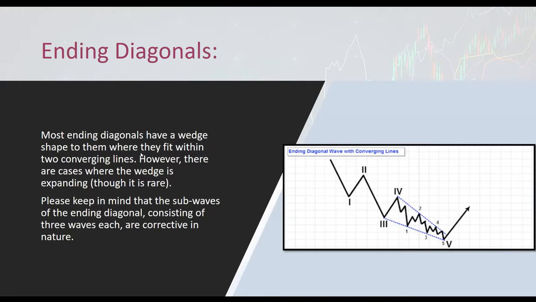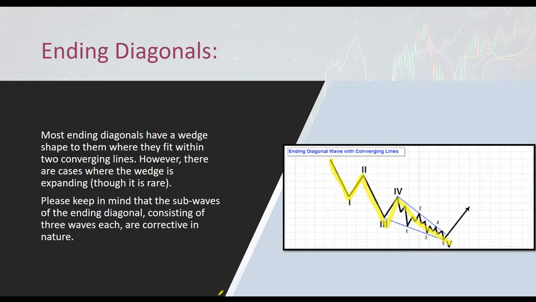So in other words, most ending diagonals have a wedge shape to them where they fit within 2 converging lines. However, there are cases where the wedge is expanding, though it's rare. Please keep in mind that the subwaves of the ending diagonal consist of 3 waves each, corrective in nature. So as we see here, we have the larger 1, 2, 3, 4 moving down to 5.